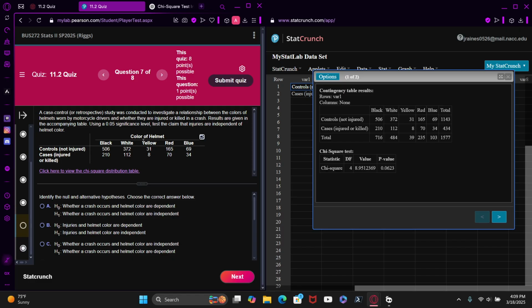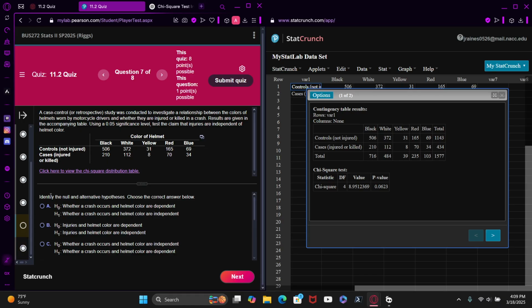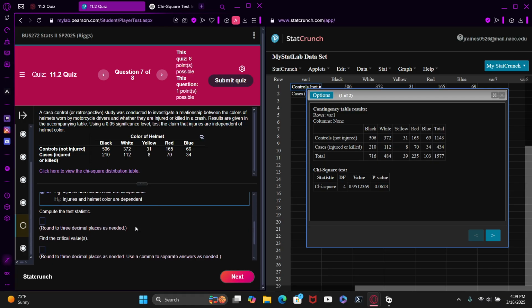Anyways, 0.05 significance. We just did all that, so I shouldn't have to explain exactly what we're doing. Identify the hypothesis. Blah, blah, blah. I'm looking for one word in here. You know what that word is. It is claim. Claim that injuries are independent of helmet color. Injuries and helmet color are independent.